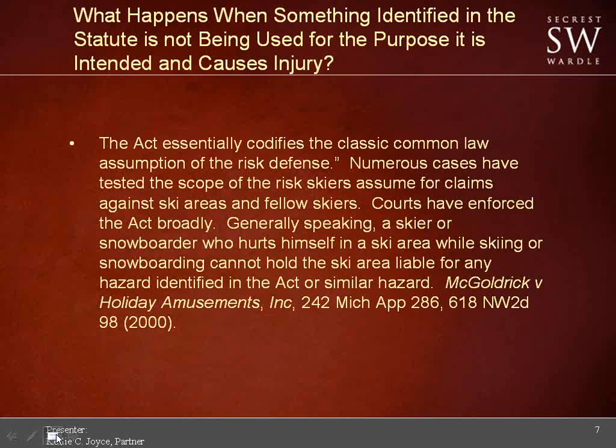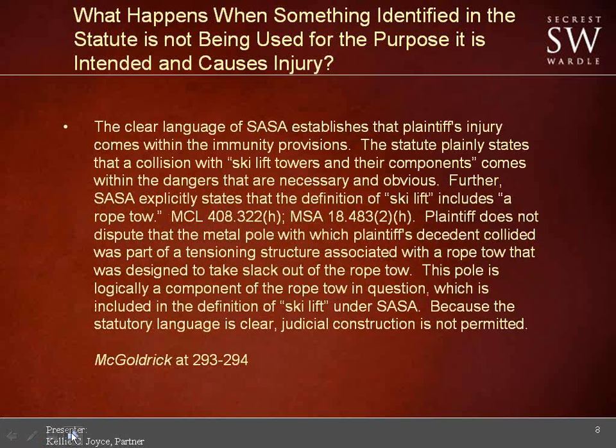law. And there is a situation here where the case of McGoldrick versus Holiday Amusements, Inc., it is a 2000 case. In that case, the court stated that generally a skier or snowboarder who hurts himself in a ski area while skiing or snowboarding cannot hold the ski area liable for any hazard identified in the Act or similar act. Now in McGoldrick, however, there was a hazard that was specifically identified in the Act, but it was not used for the purpose that it was intended, and it still caused injury.